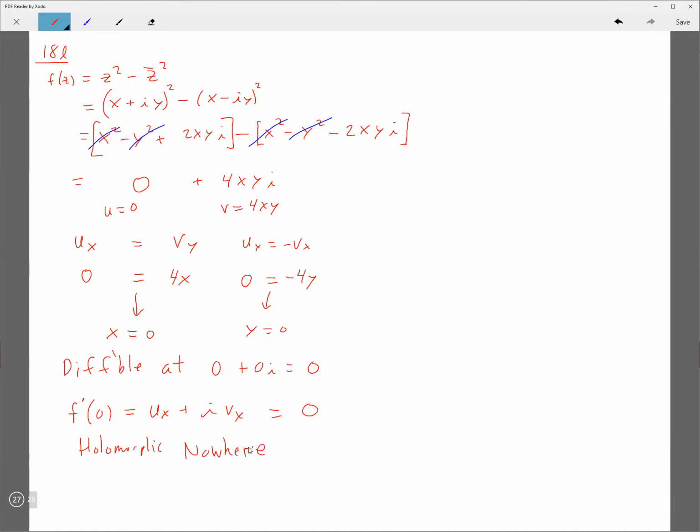Okay. So not even at 0. It's not holomorphic at 0 because the only place that it's differentiable is 0. It's not differentiable anywhere else, so it can't be holomorphic anywhere. I think that answers the questions: determine the derivatives at the points where they're differentiable. Where are they differentiable? At 0. Where are they holomorphic? Nowhere. And the derivative at the only place where it's differentiable is 0.